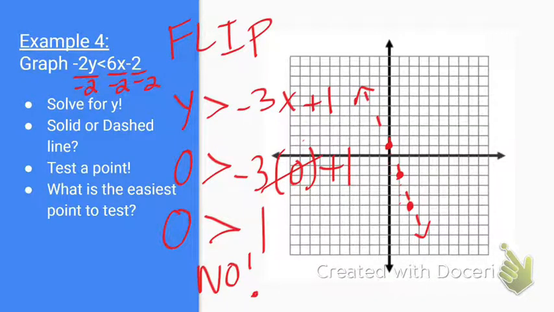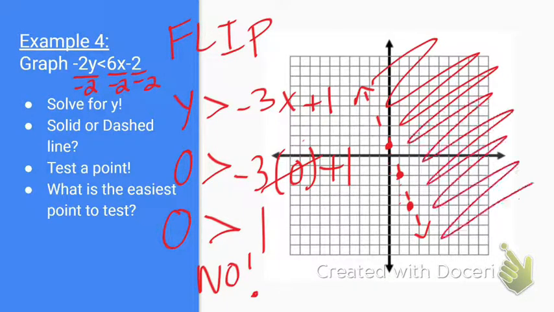What if the point goes through 0? Good question. If your line goes through 0, 0, do not use the point 0, 0. Pick another point. 1, 1, 2, 2, 4, 4. Doesn't matter. Any point that's not on the line. Cool? Okay. Thank you.